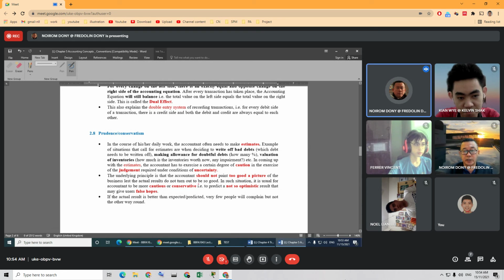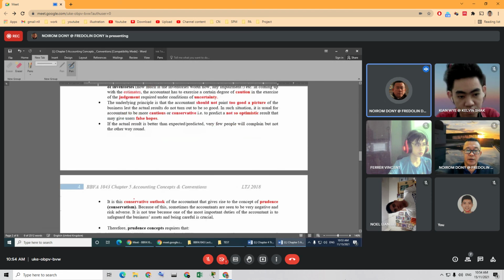Okay, so this is giving us the reasoning why, if it's an asset or a revenue, we don't provide that value, because it will overstate your revenue and overstate your asset. Meaning if we overstate, we are painting a good picture about the business. If the situation does not happen, we are giving the user false hope. If the actual result is better than expected, very few people will complain, but not the other way around. Okay, that is the problem.